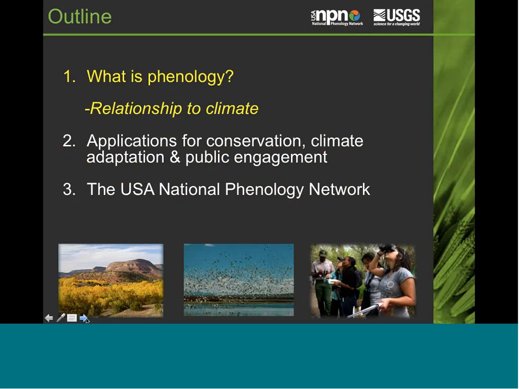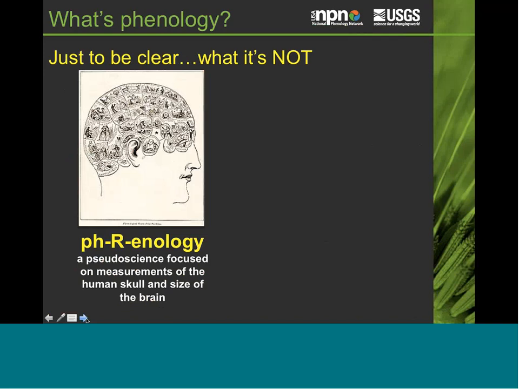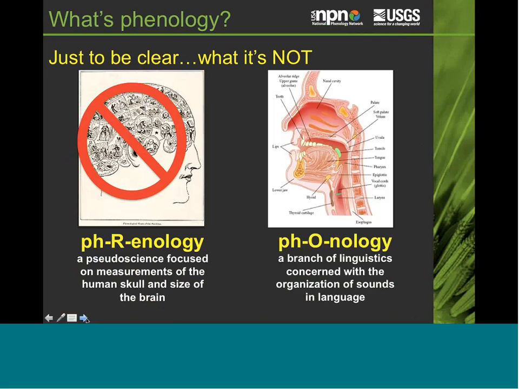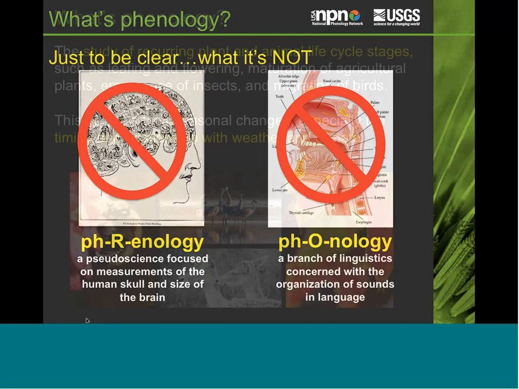It is not phrenology, a pseudoscience focused on measurements of the human skull and size of the brain, and nor is it phonology, a branch of linguistics concerned with the organization of sounds and language. So now more seriously, many of you may actually be familiar with this definition, but phenology is the study of recurring plant and animal life cycle stages. This can include leafing and flowering, maturation of agricultural plants, emergence of insects, migration of birds, and also, more broadly, their seasonal changes, especially the timing and relationship with weather and climate.